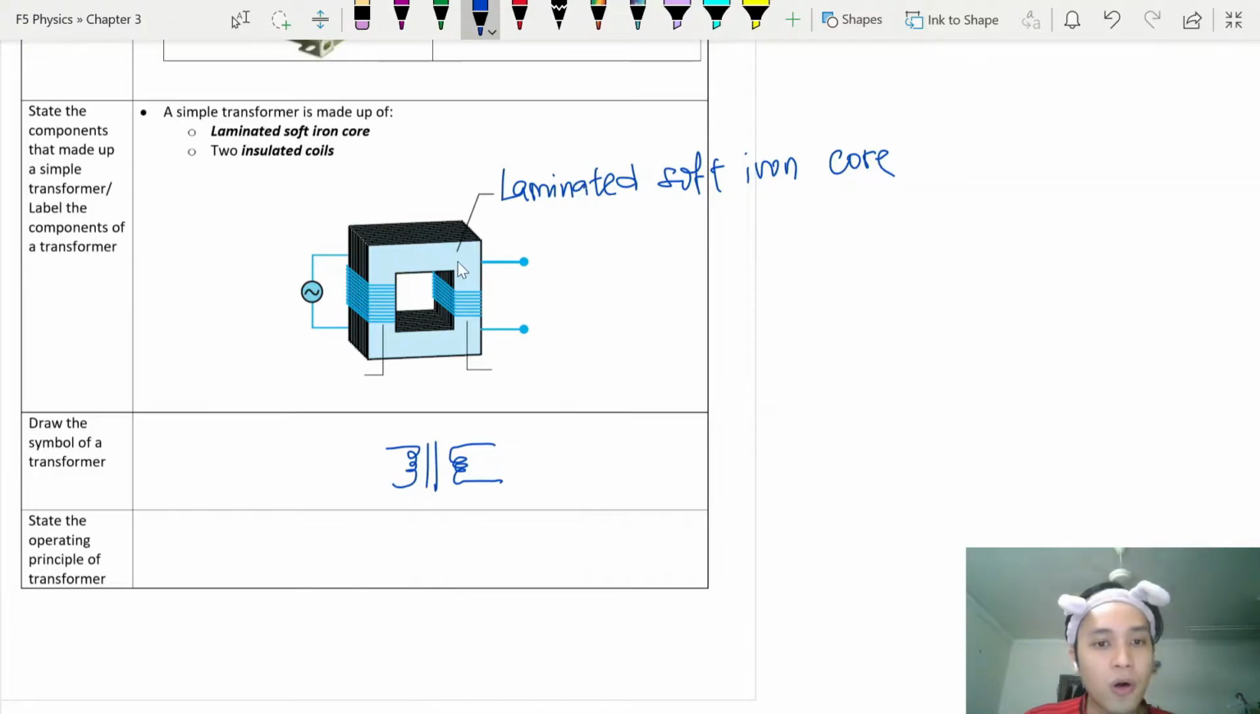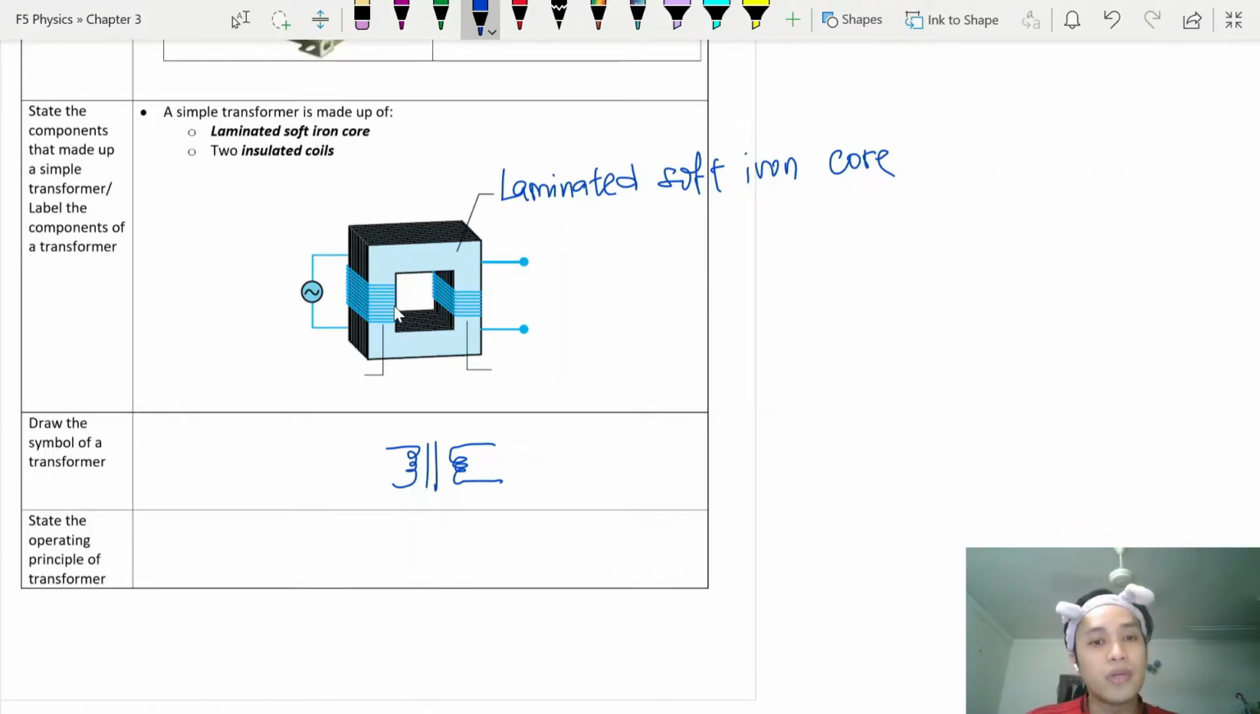Laminated soft iron core. Then you need to know where is your input and where is your output, because you say a transformer is used to change your voltage, right? So you need to know your input and your output. A lot of students will tell me, oh teacher, the input is on the left, the output is on the right. If you memorize like this, then it's game over.